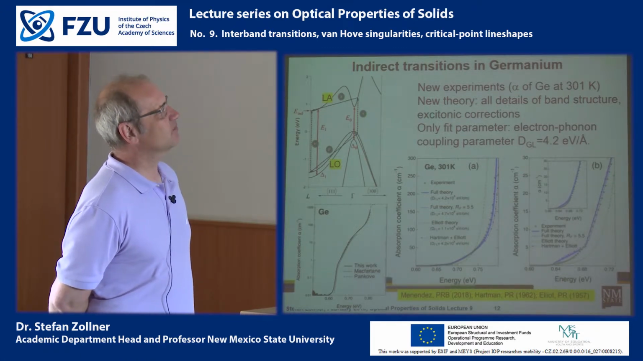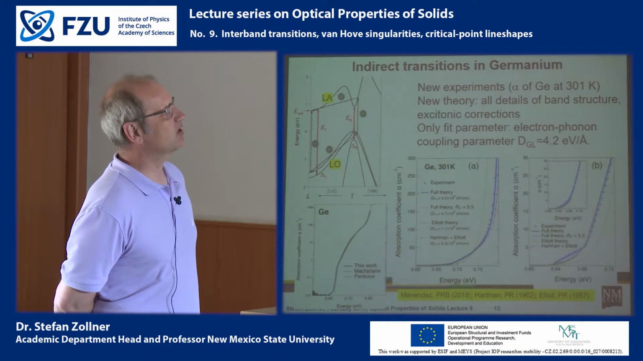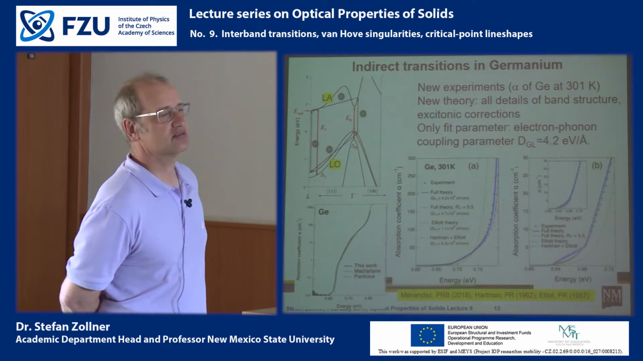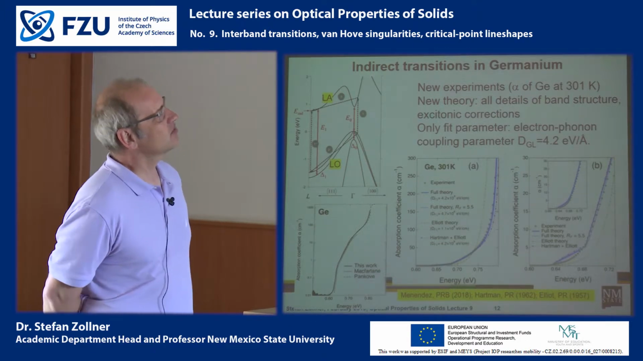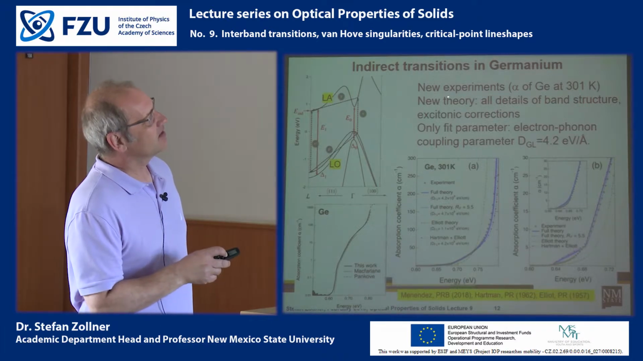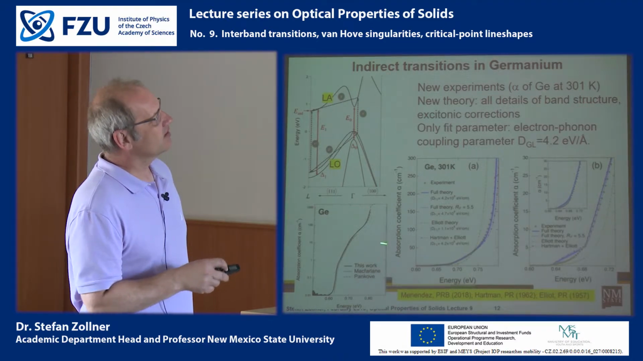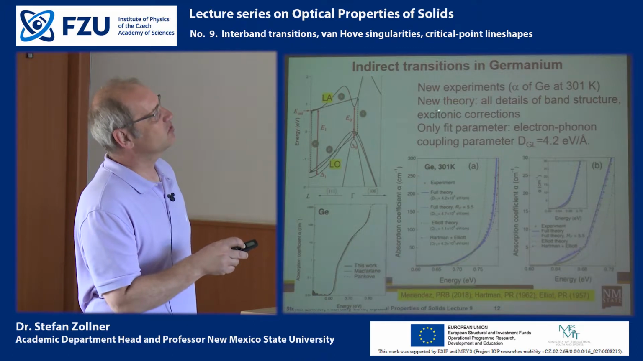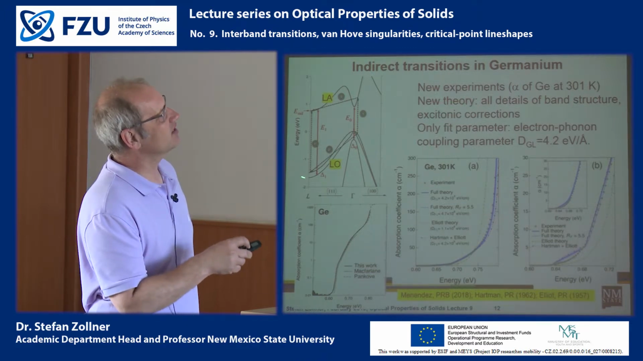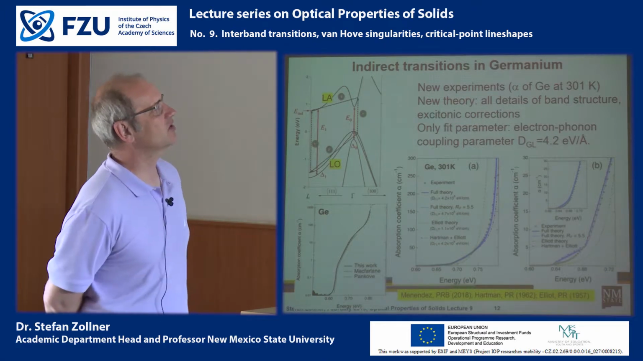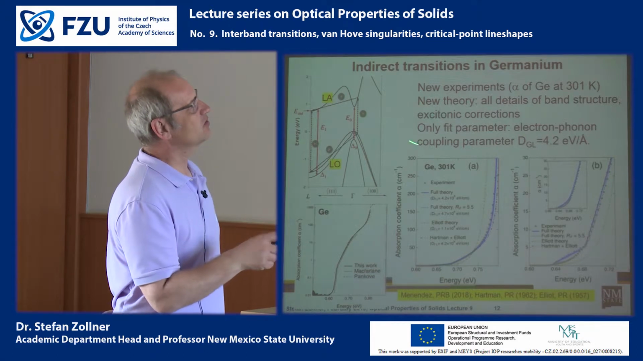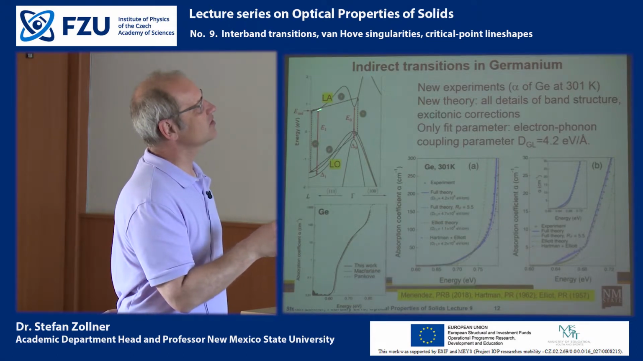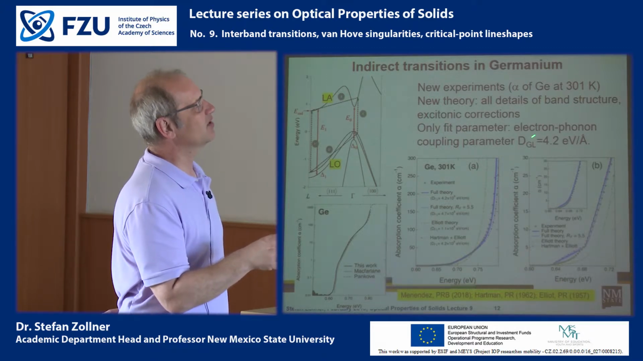And then, so there were new experiments that were performed by, I think, either David Lockwood or Mike Thewald, I don't remember. And then there is also, in this paper, a new theory which contains all the details of the band structure, and it also includes excitonic corrections. And then the only fit parameter is the strength of this electron-phonon coupling in the valence band between the gamma and the L point.